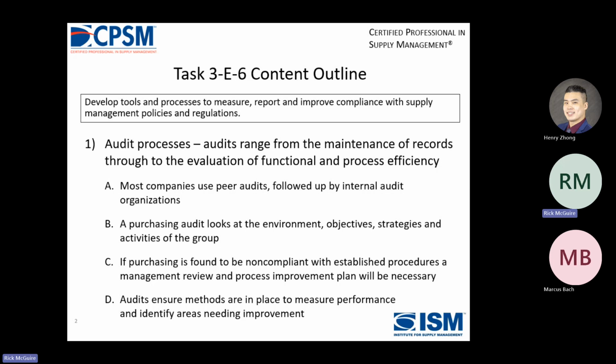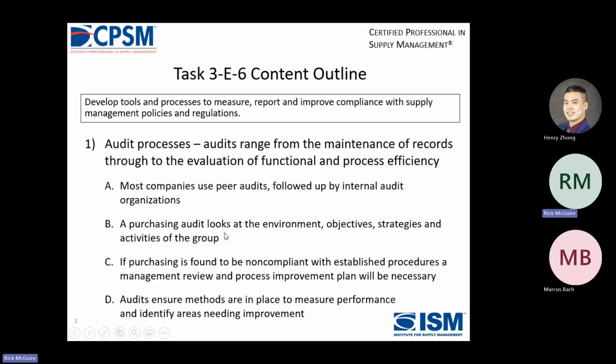That's our task. First thing they go into is audits. So audits range from the maintenance of records through to the evaluation of functional and process efficiency. So there are things called peer audits. We have an internal audit organization. We don't do peer audits, and we usually don't do self audits, but those are other types of audits you can do also. And then you can also do audits from outside groups.